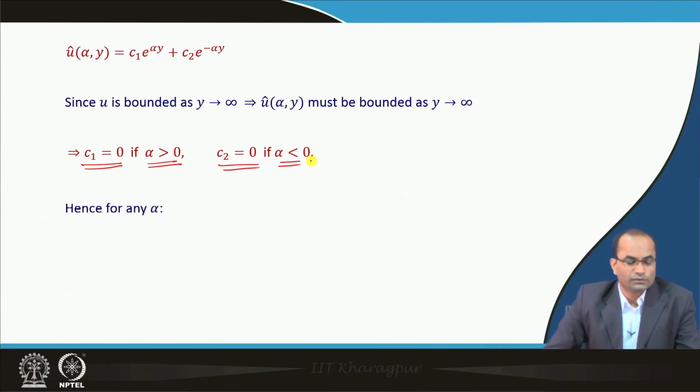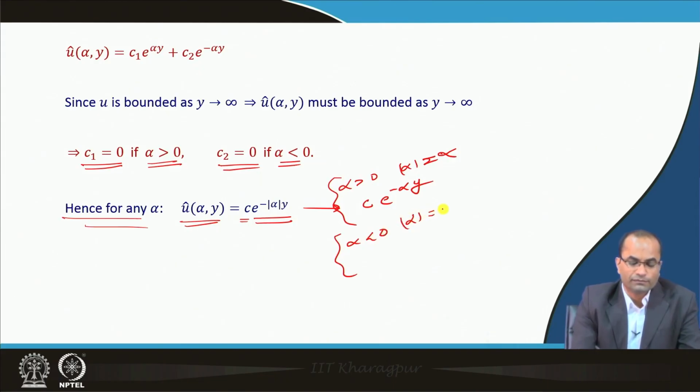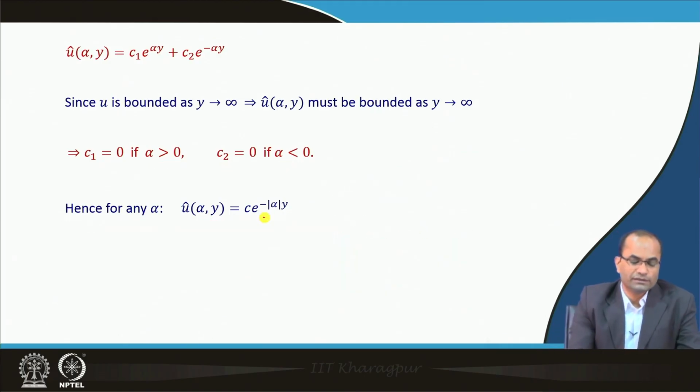To satisfy these two conditions, for whatever alpha is, whether positive or negative, we can write a combined term for both. So u hat (alpha, y) will be some constant c times e power minus absolute value of alpha times y. If alpha is positive, the absolute value of alpha will be just alpha, so in that case this becomes c e power minus alpha y. On the other hand, if alpha is negative, then the absolute value becomes minus alpha, and we have c times e power alpha y. So it is a constant times e power alpha y where alpha is negative, or c e power minus alpha y if alpha is positive. We have this exponentially decreasing behavior with some constant.